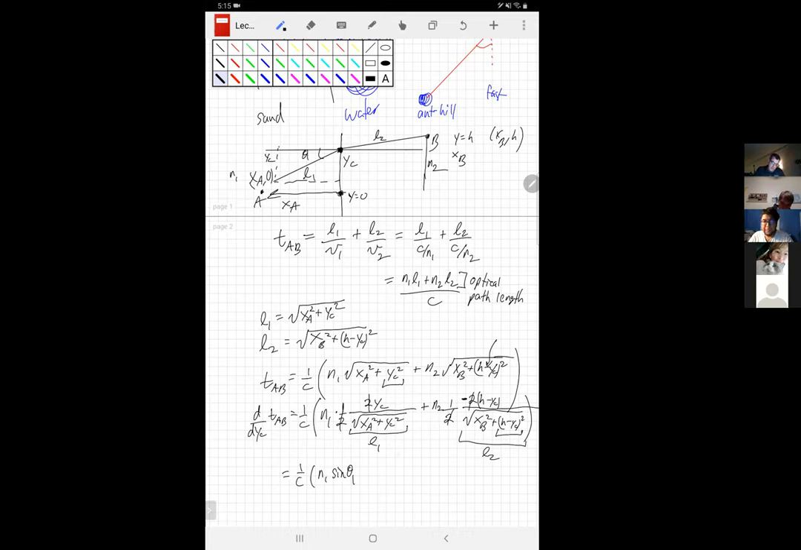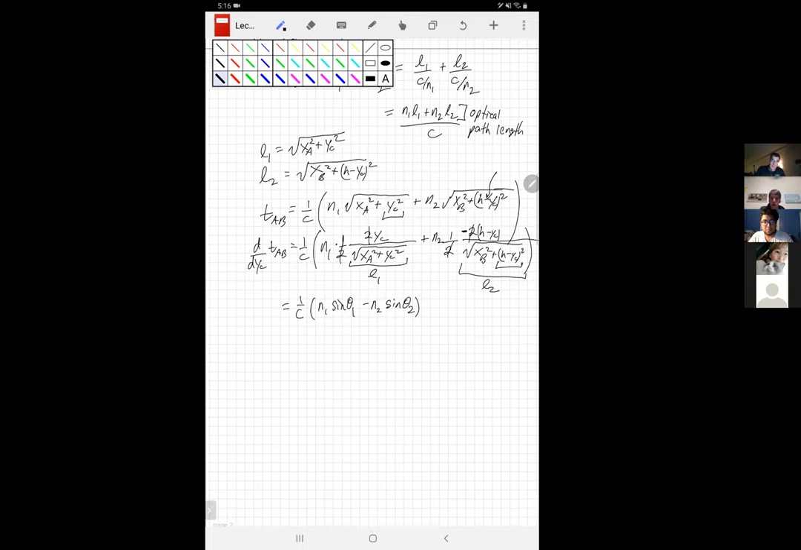And then I've got h minus yc over L2. Well, this height here is h minus yc, and that's theta 2. So h minus yc is opposite theta 2. L2 is a hypotenuse. So I get minus n2 sine theta 2. And if I want to minimize the time, that derivative had better be 0. So I get that n1 sine theta 1 minus n2 sine theta 2 is 0. You say, what about the 1 over c? Well, it just cancels out because we could multiply both sides by c, and we're multiplying 0 by c. And so I'm left with n1 sine theta 1 equals n2 sine theta 2.